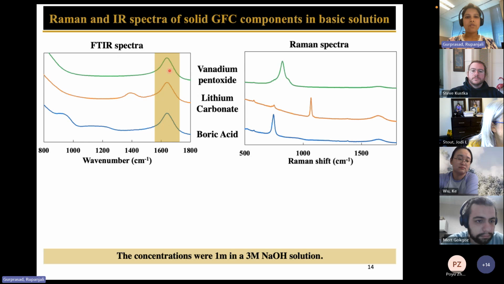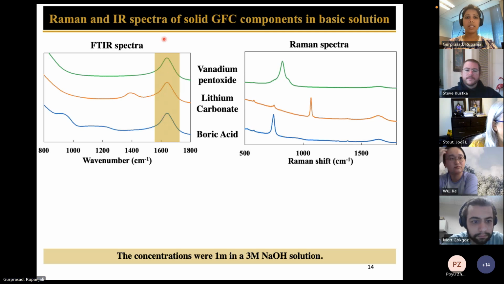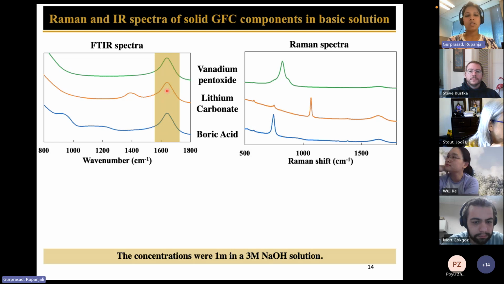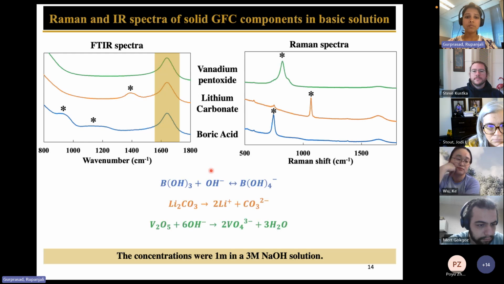Now, we see that in the FTIR spectra, there's a very strong peak at around 1640 inverse centimeters, but this is actually coming from the water. So the signal is not coming from any of the solid components that we've added later to the solution. It's just a water band. But apart from that, we'll see that there are a couple of other spectral signatures that are apparent both in the FTIR as well as in the Raman spectrum.